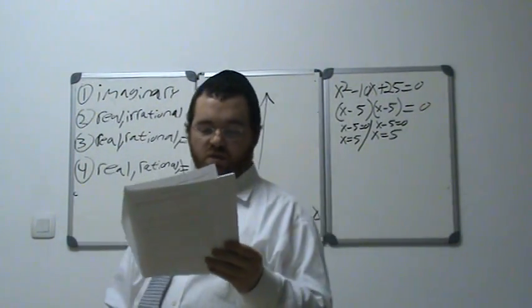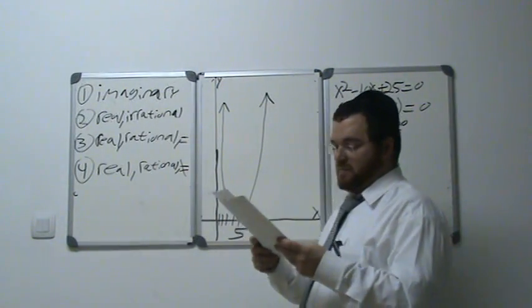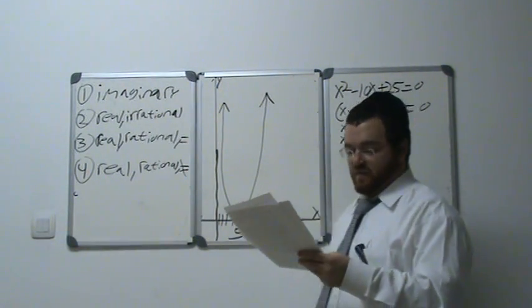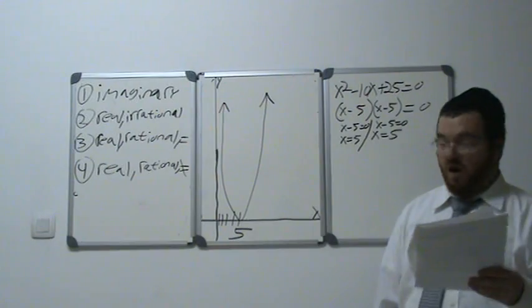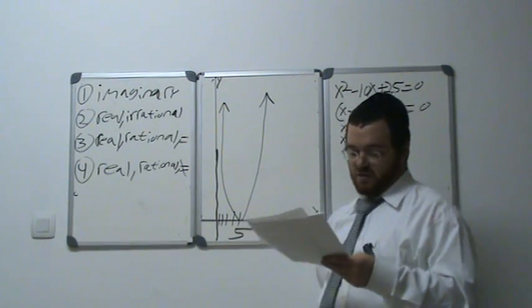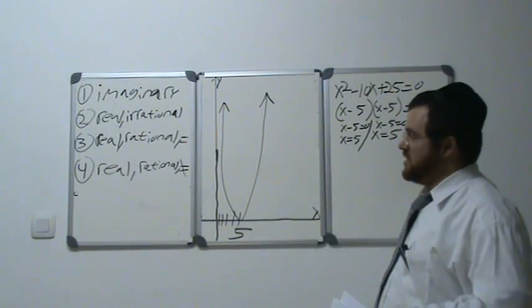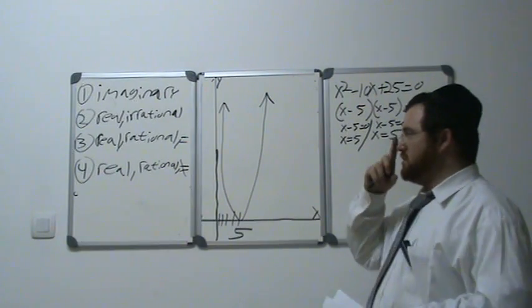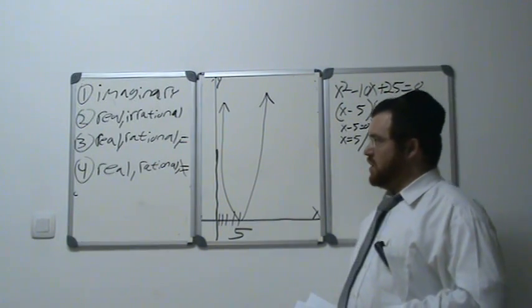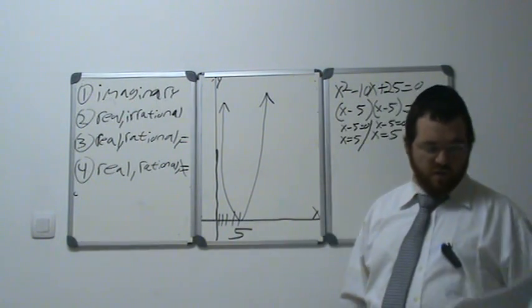Question 2. The roots of the equation x squared minus 10x plus 25 is equal to 0 are one of these 4 answers. So, is it imaginary? Is it real or rational? Rational or equal or unequal? We'll find that in a second.